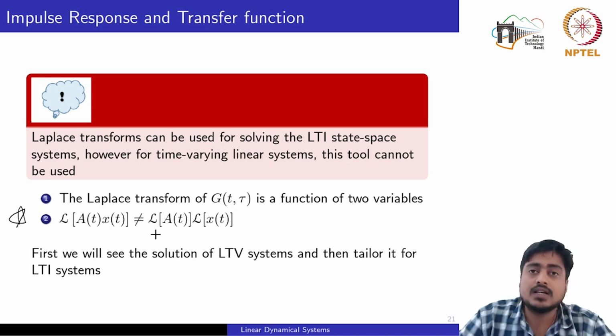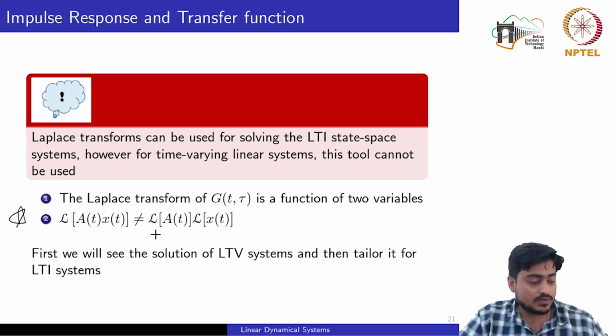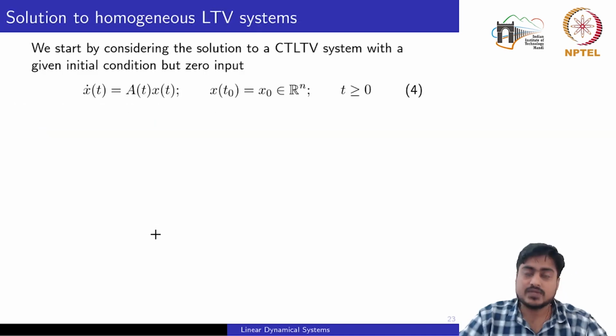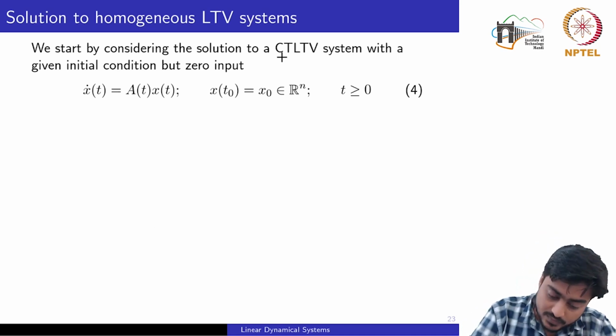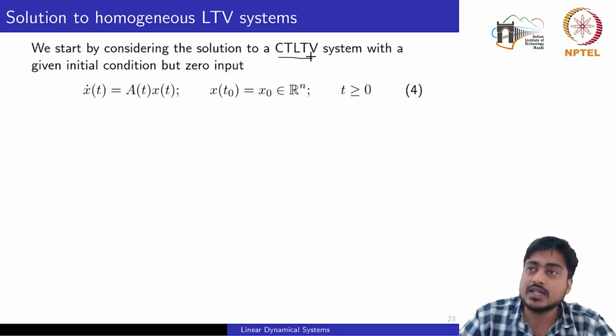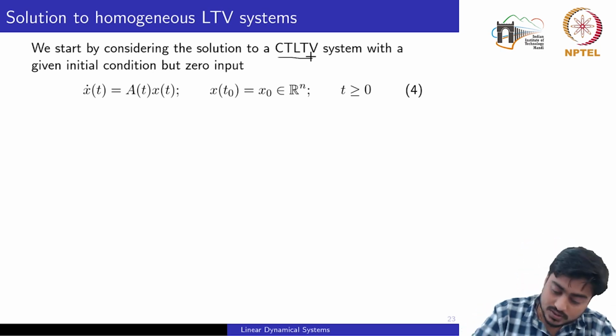So today we will see the solution of the linear time varying systems in the time domain, and then we would tailor the solution for the time invariant case. First we'll start with the homogeneous LTV systems. We start by considering the solution to a continuous time LTV system, this abbreviation being used for continuous time linear time varying system, with a given initial condition but zero input. So we are not supplying any input to the system.